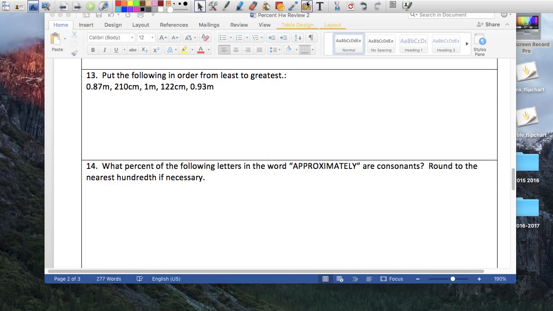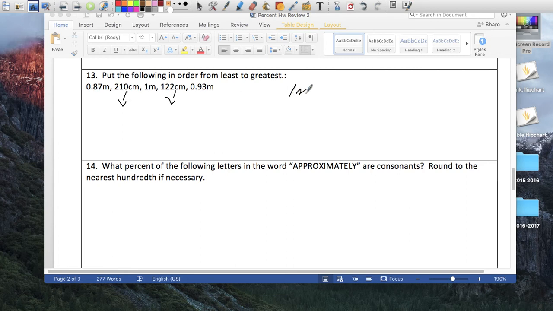Least to greatest. Okay, so again here, if you have an open question like this, make sure that you either change everybody to centimeters or everybody to meters. It's your choice. And here we have 2 of each. So actually we have 3 in meters and 2 in centimeters. So let me change, because there's less of these, I want to change 210 centimeters to meters and 122 centimeters to meters as well.